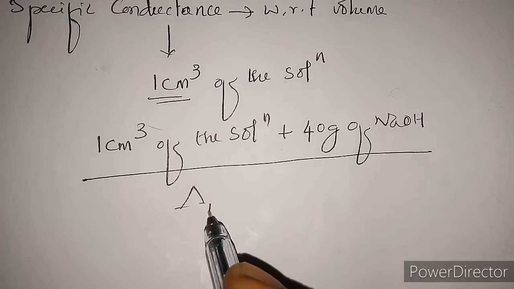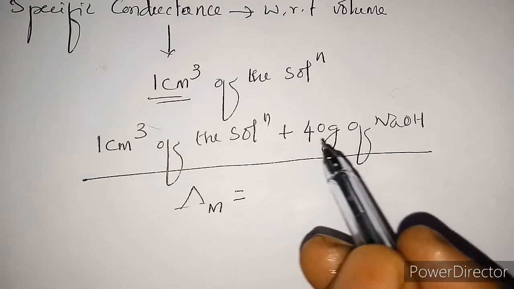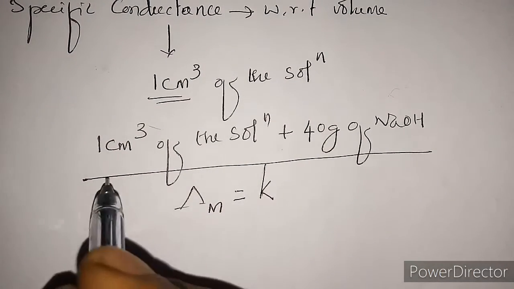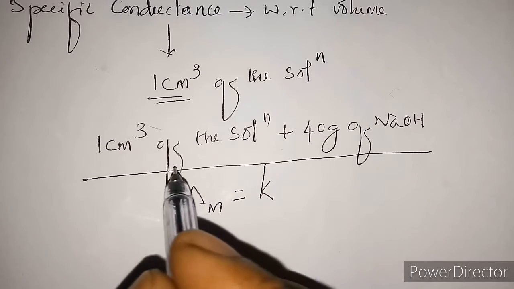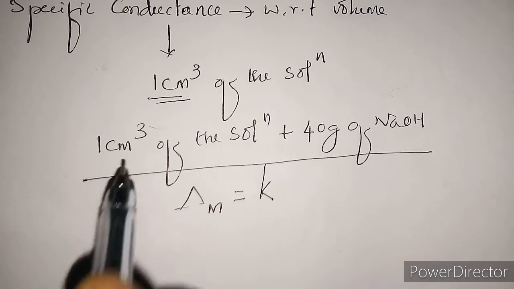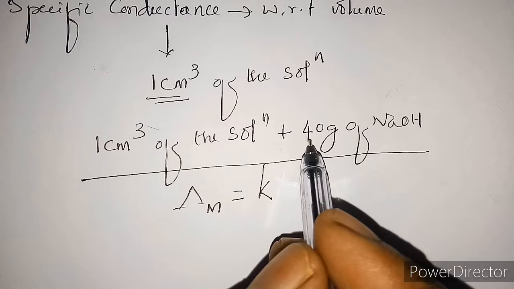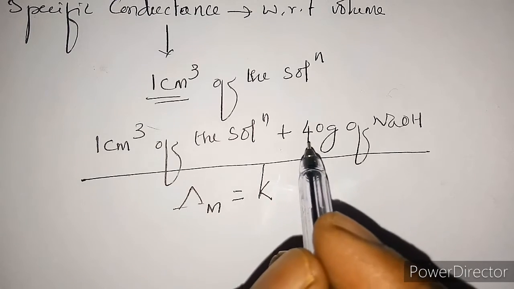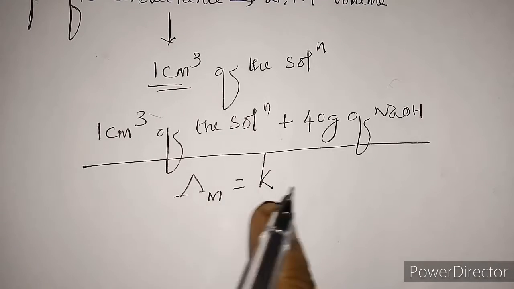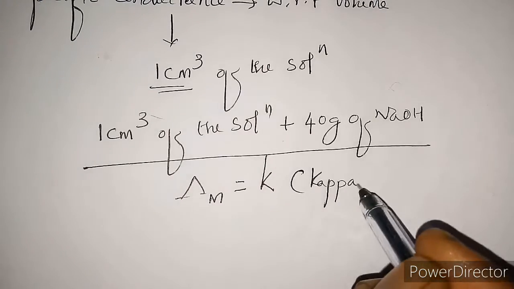Then the molar conductance is equal to, because 1 cm cube solution contains 40 gram. So therefore the molar conductance is equal to the specific conductance, the conductance of 1 cm cube of the solution. The conductivity power of all the ions that is present in 1 cm cube of the solution. So here the number of ions that is present in 1 cm cube of solution is equivalent to the 1 mole of the NaOH, that is 40 gram of the NaOH. Now we can call this lambda m is equal to K, kappa, that is specific conductance.